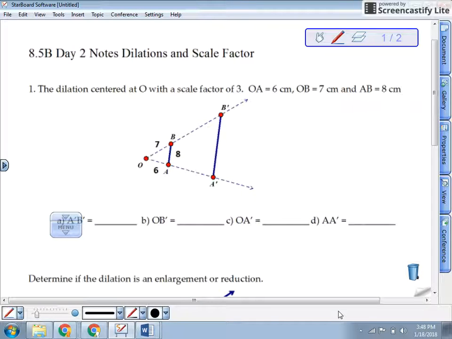Welcome to the notes on dilations and scale factor. So today we're going to look at some more examples where we're finding out those values. So let's take a look at the first example.